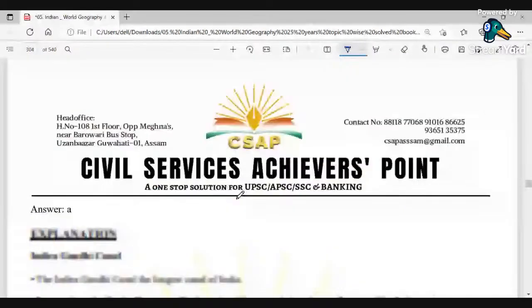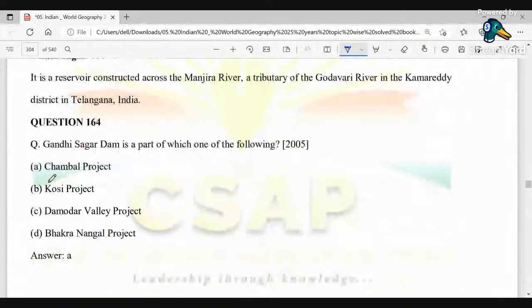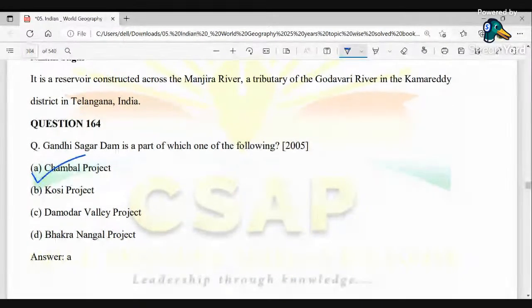Okay. Next, Gandhi Sagar Dam is a part of which of the following? So here the correct option is Chambal project. Okay. So Gandhi Sagar is an important part of this respective project, that is Chambal.